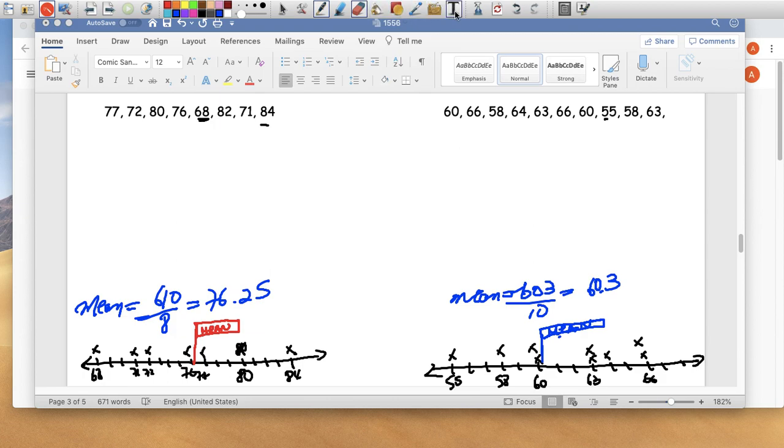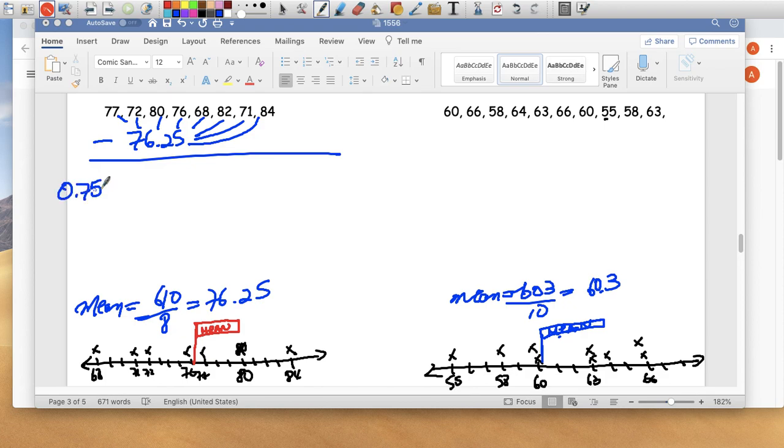So in order to calculate the MAD, what do we have to do? What I told you in class, we have to find the difference of 76.25 with each of these numbers. How far is 77 from 76.25? How far is 72 away from 76.25? How far is 80 away from 76.25? So I'm going to put a big minus sign here. I'll be lazy. So I'm going to subtract 76.25 from each of these. How far is 77 from 76.25? 0.75, right? And I'm going to do the same with the other ones.